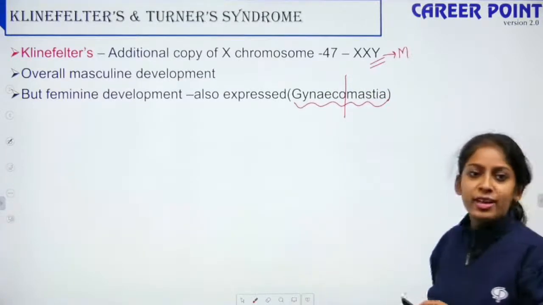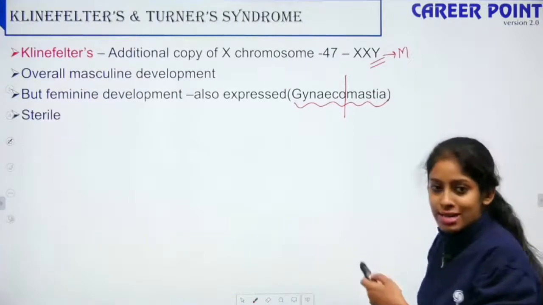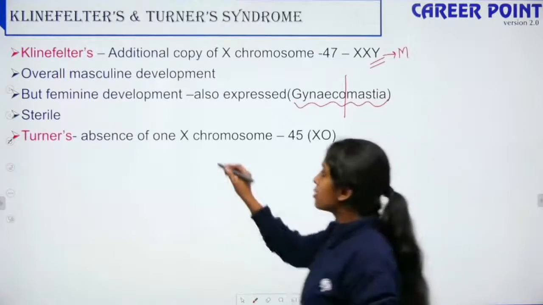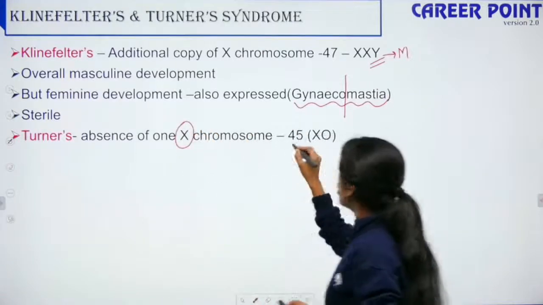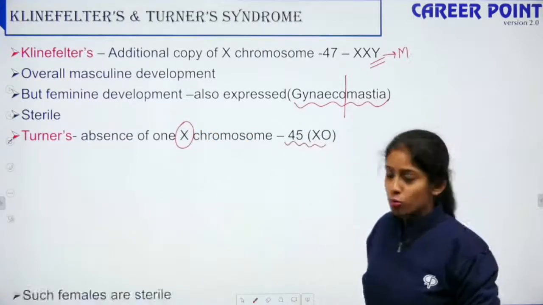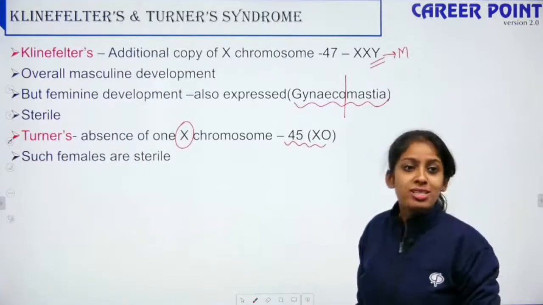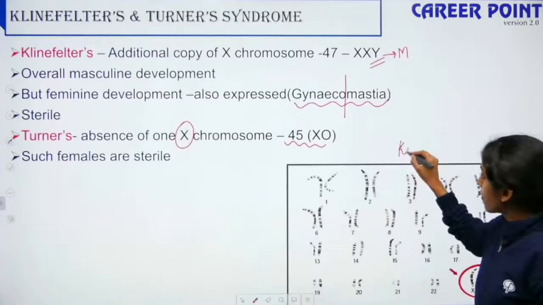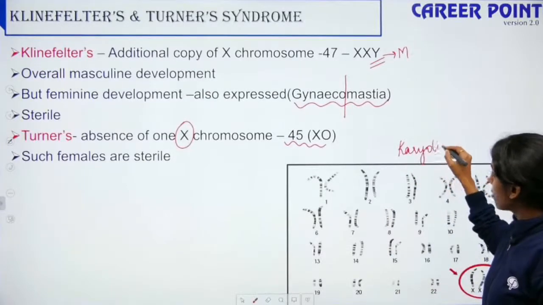So this is basically your transgenders. Then they are basically sterile, they cannot reproduce. Then Turner's syndrome is absence of 1 X chromosome. You have only 45 chromosomes here. So such females are sterile. Okay, so this is known as karyotyping. So I have taught you what is karyotyping.